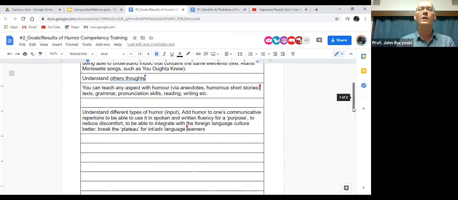Okay, and last one here, understand different types of humor. Yeah, so again, especially when we're communicating cross-culturally, we might come across this type of humor we don't have a lot of in the native culture. And then later, hopefully, produce that. So just some key words I'm picking up here are comprehend, react, produce, respond, and those basically are what Bell and Pomerantz were saying. So let me get back to my slides.